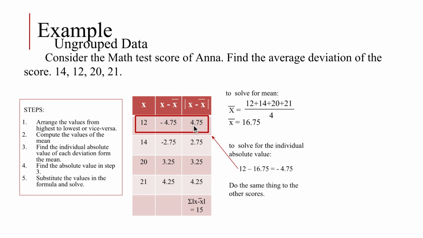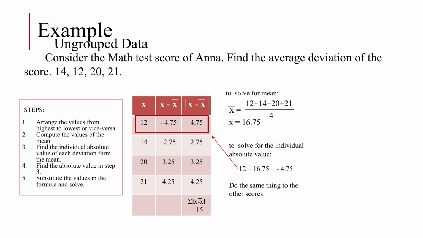Okay, and take note that you will get the absolute value of that. That's why it became 4.75. So in other words, your columns would have x, x minus mean, and absolute value of x minus mean. So let's have another example. 14 minus the mean, which is 16.75, is equal to negative 2.75. The absolute value of negative 2.75 is 2.75.